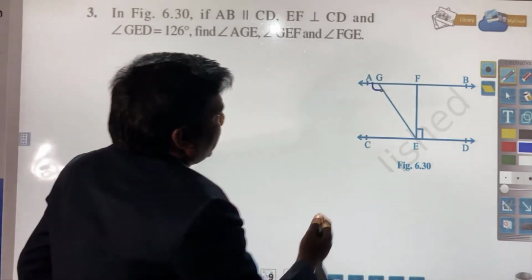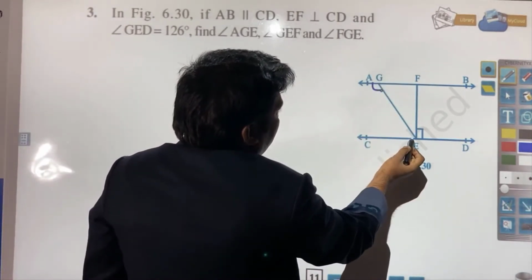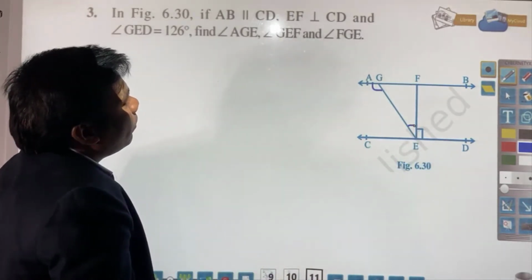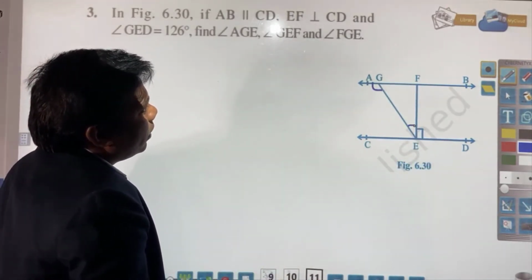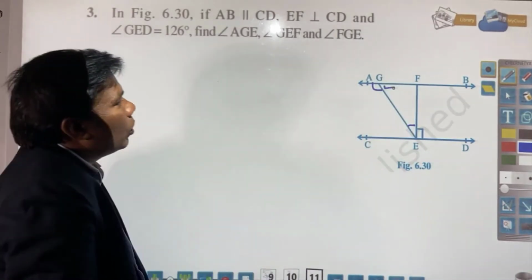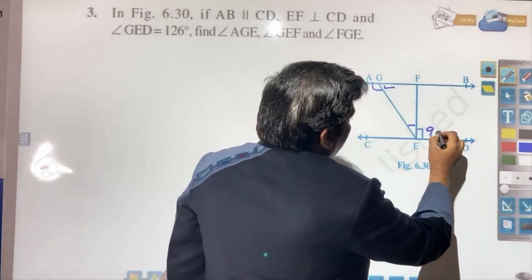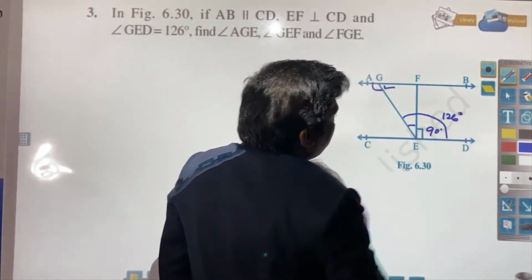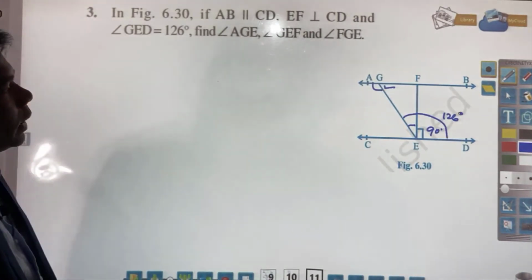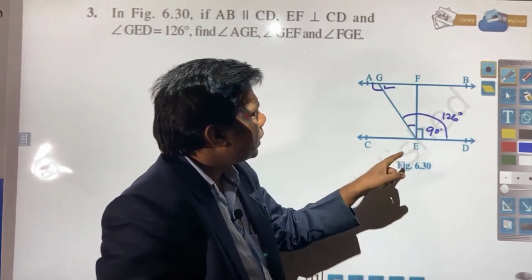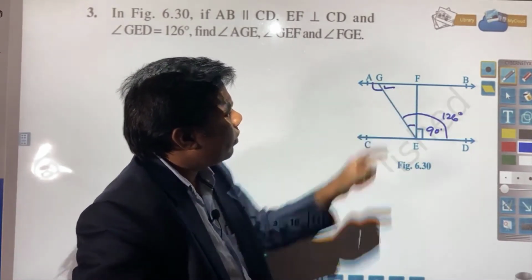GEF, here you see G, E and F. This angle you have to find out. And FGE. This angle you have to find out. So this is 90 degree. This angle has been given 126 degree. So now you see, if this is 90 degree, this angle is 126 degree, then GEF.